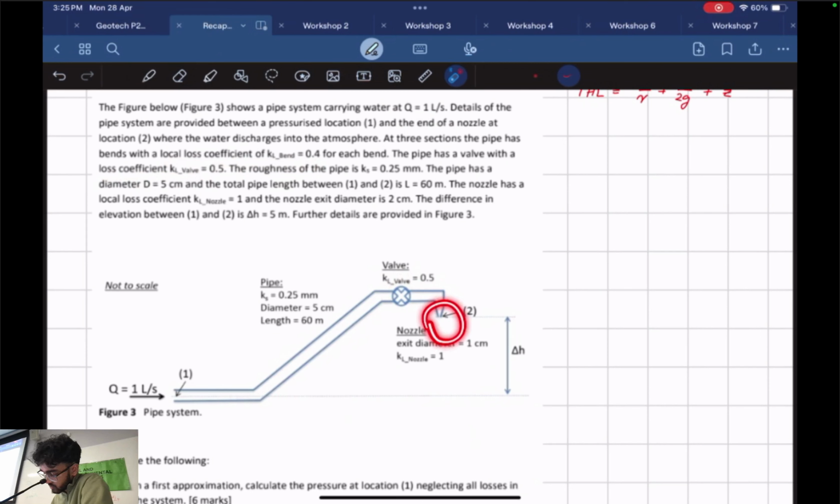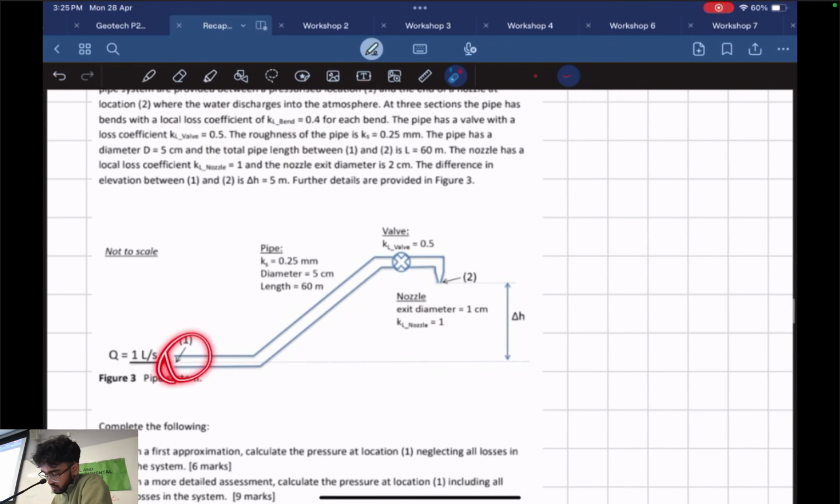Then there's also an exit loss that we have to take into account as well. The entry loss, it's not really an entry. The diagram's a bit misleading. It's not open to the atmosphere. In fact, it's like this. It continues on. Question?